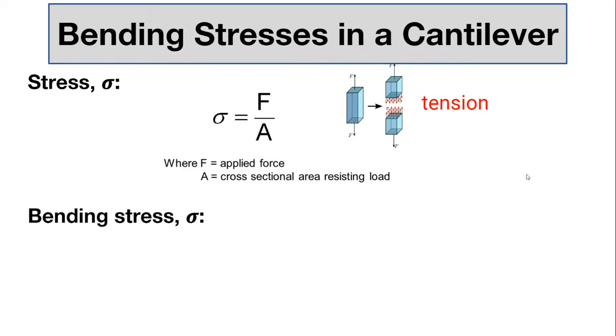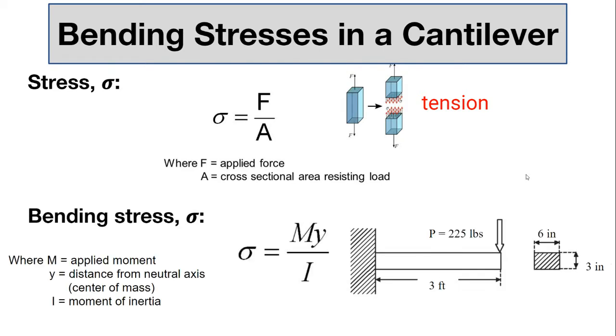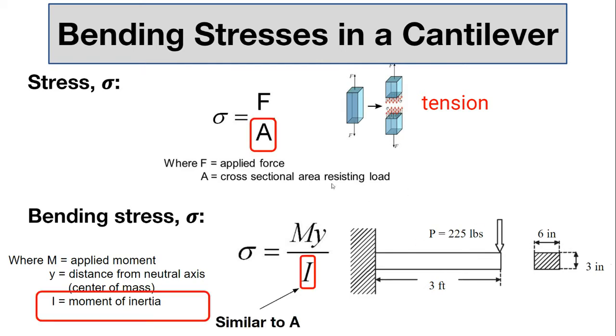For bending, it's a little more complicated once again. The equation is My over I. M is moment, force times distance. We'll talk about that in a sec. Y is the distance from the center of mass, and I is the moment of inertia. I is similar to area in that it's a cross-sectional property, and the shape of the cross-section changes area and changes I.